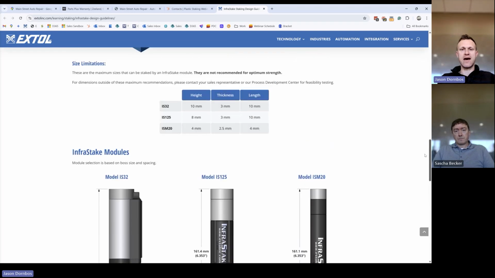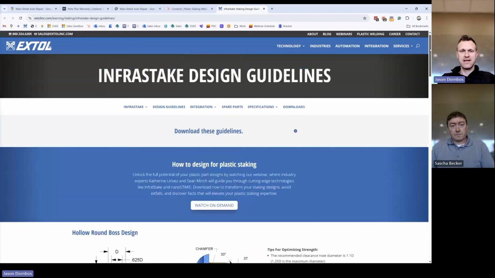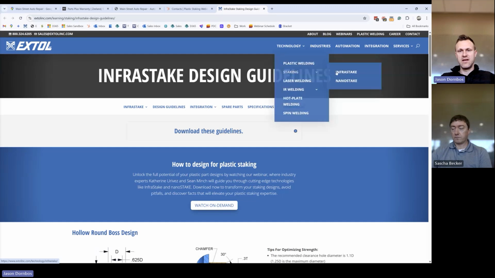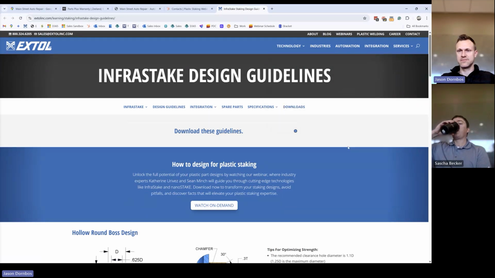If you want to have access to these design guidelines, they are readily available on our website. So you can check out our website and go to the different technologies. There's InfraStake and nanoSTAKE technologies in here, and you can find the design guidelines there.